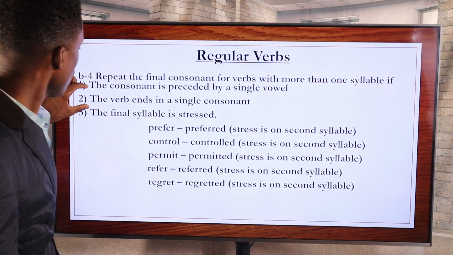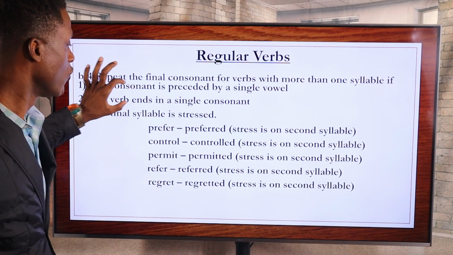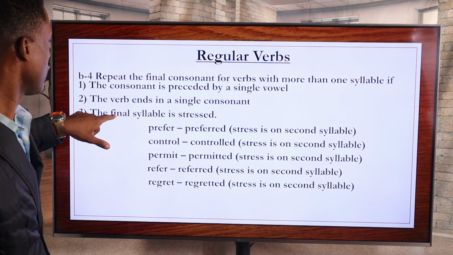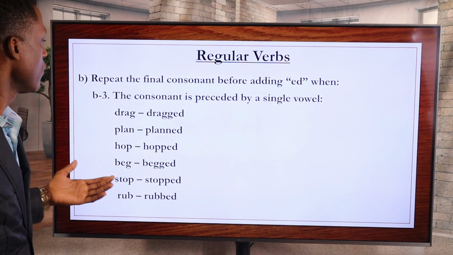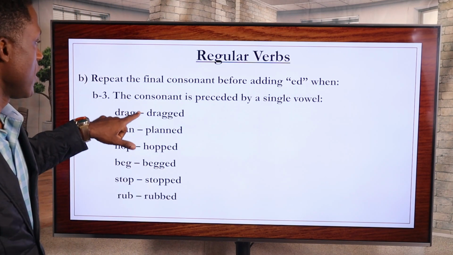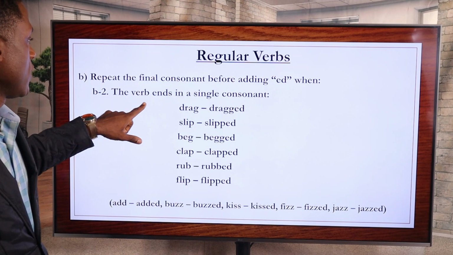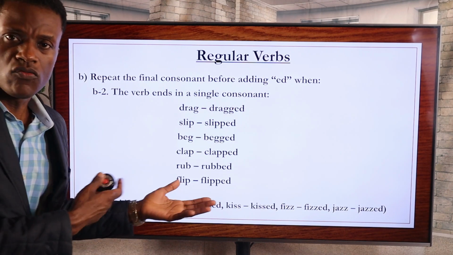Now, the first two we already touched on, right? We're good with those two. We just talked about, as you can see here, the consonant being preceded by a single vowel. So we're good with that. The verb ends in a single consonant. We had that. So we get that, right?